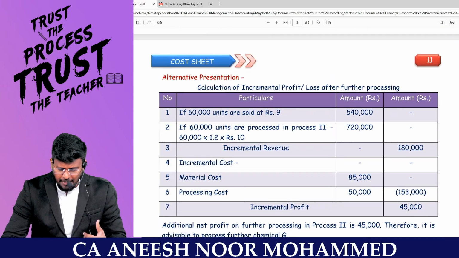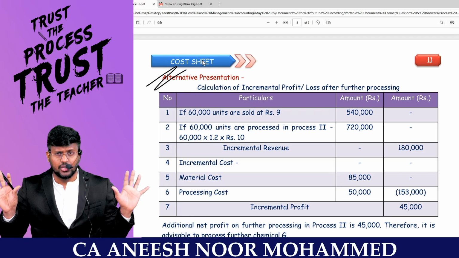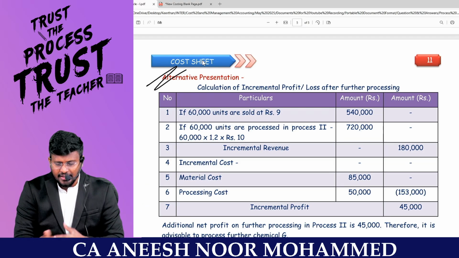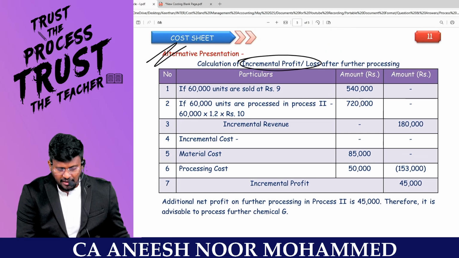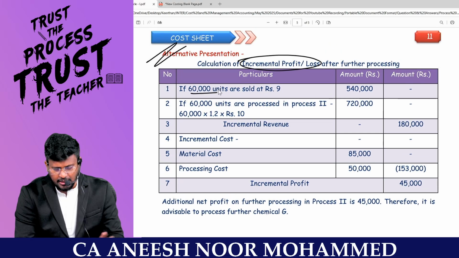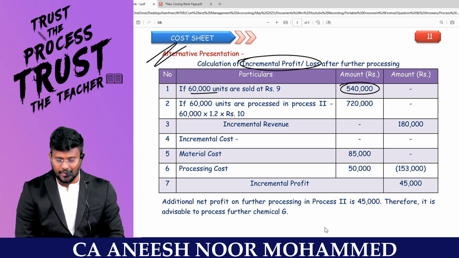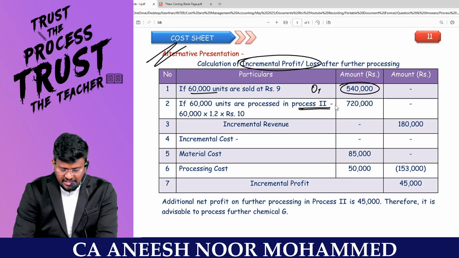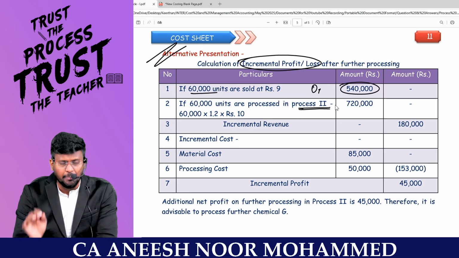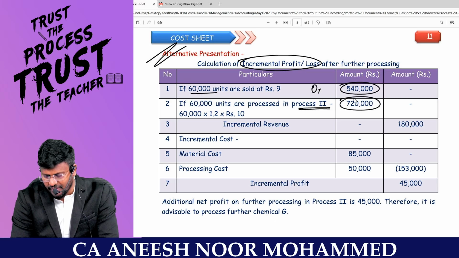The same thing can be thought of like this, my dear lovable students. This is just an alternate presentation. If you want, you can take this calculation of incremental profit or loss. Sir, there are 2 things. 60,000 units you are selling at 9 rupees, then you will get 5,40,000 rupees. This is my option number 1. If 60,000 units are processed in process 2, 60,000 will be multiplied by 1.2 times and everything can be sold at 10 rupees. So 7,20,000.